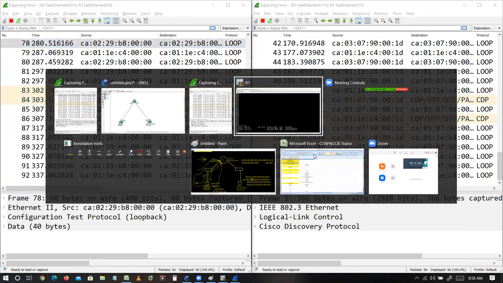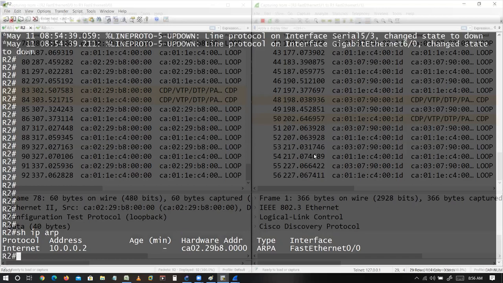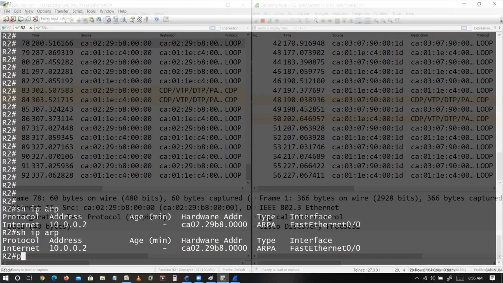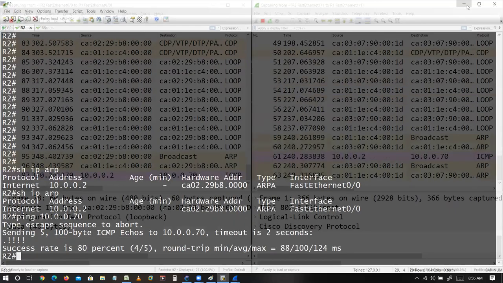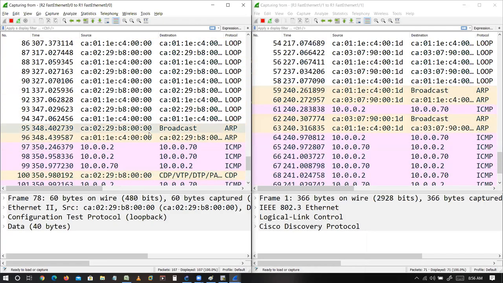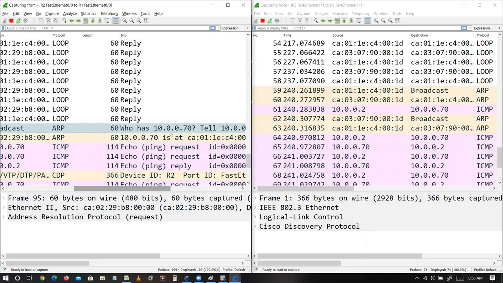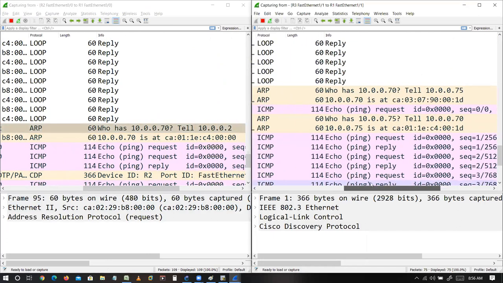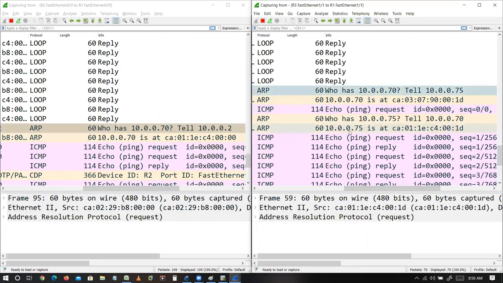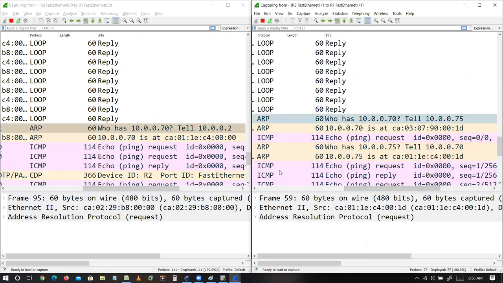So let's set this condition. I will do a ping because right now I don't know the MAC address of 10.0.0.70. Ping 10.0.0.70. Okay, now let's see. So I'm getting a packet from here. Who has 10.0.0.70? Okay, look here, the same thing this is doing here. This is sending a broadcast to another interface, and that is not possible, right? The device is sending a broadcast to another interface, and that is not possible.